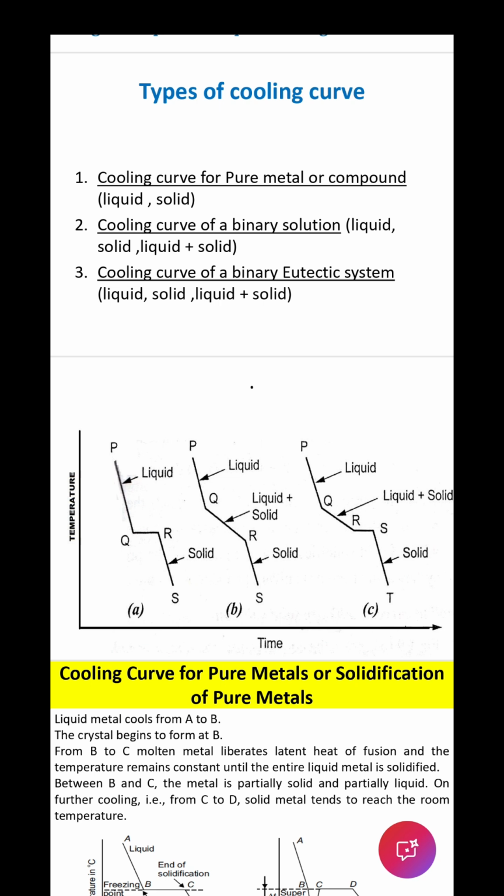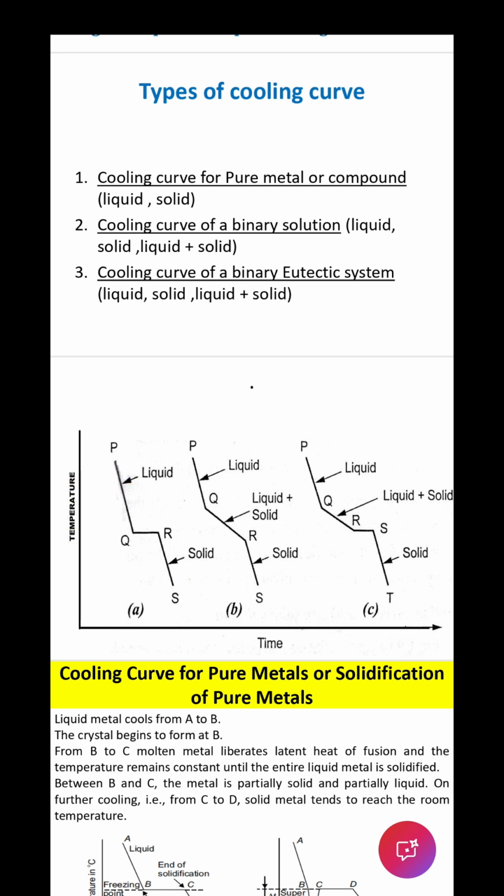So here the P to Q region is liquid, and Q to R is where the liquid to solid transformation takes place, and R to S is completely solid. So here as the time increases, the temperature gradually decreases in each cooling curve. The second category is cooling curve for binary solution. So here the liquid plus solid region is Q to R. So here two phases are present to form a binary solution.